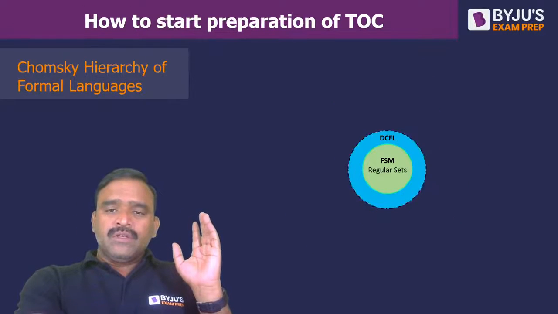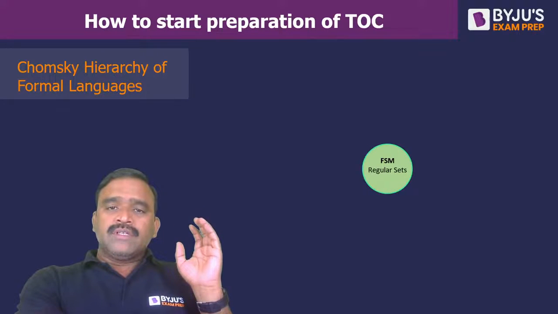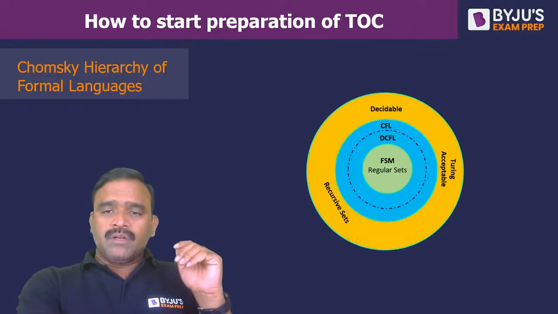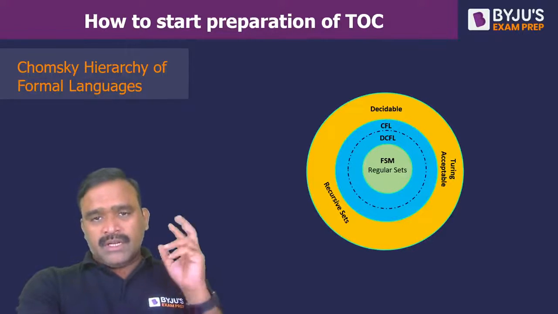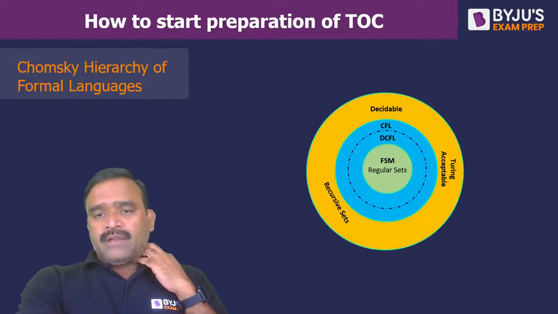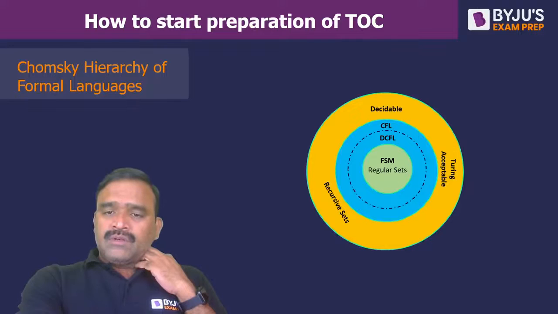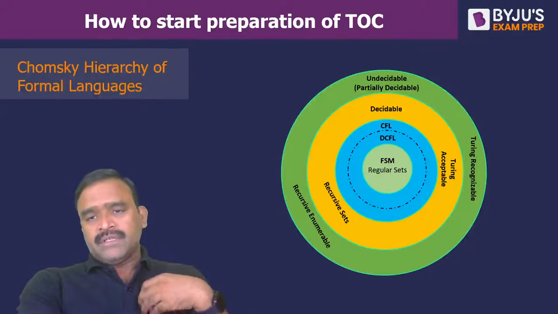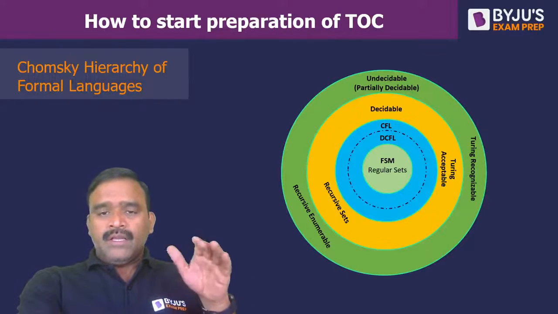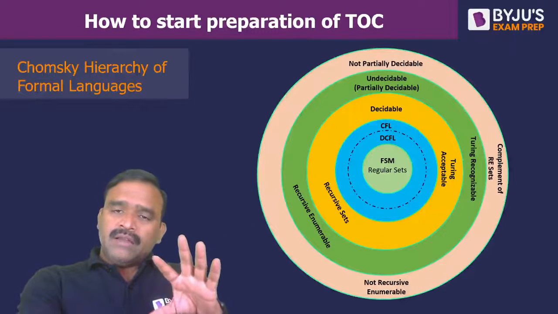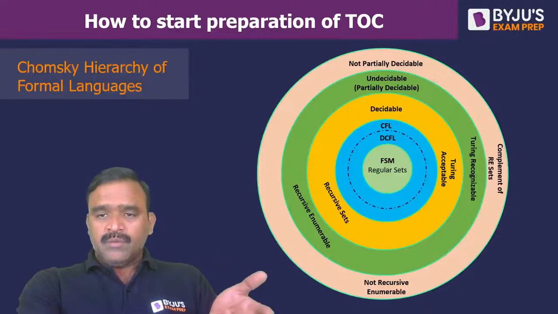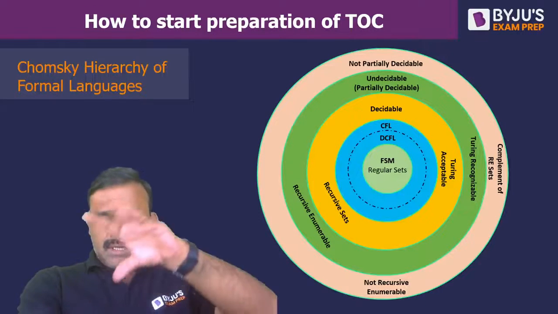Once again I will show you. First of all, regular languages are accepted by finite state machines, and DCFLs are accepted by deterministic push-down automata. CFLs are accepted by non-deterministic push-down automata. I have not shown context-sensitive languages as they are not in the syllabus. Decidable languages are recursive languages, also called Turing acceptable or recursive sets. Partially decidable, also taken as undecidable, are Turing recognizable languages, that is, recursively enumerable. The languages which are not recursively enumerable are called non-computable languages, the complement of recursively enumerable sets. So this is the general hierarchy.